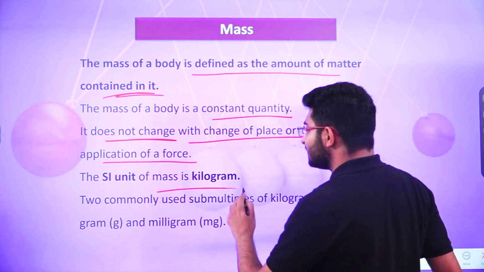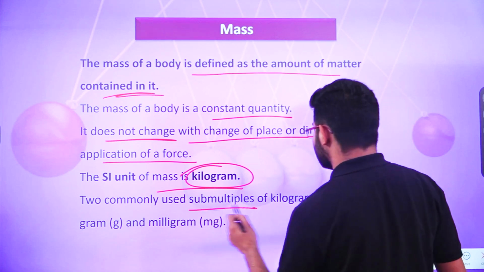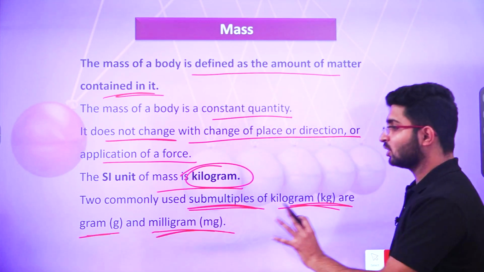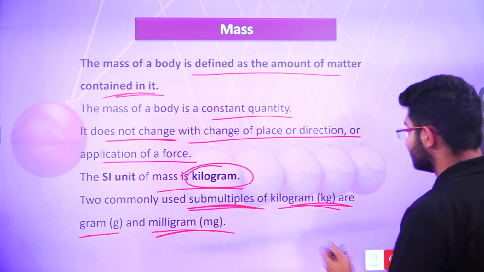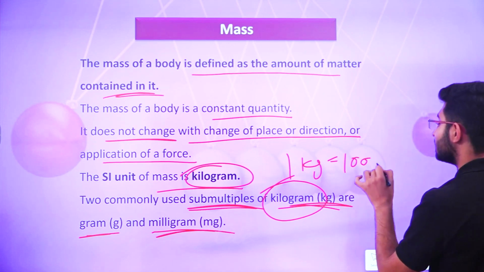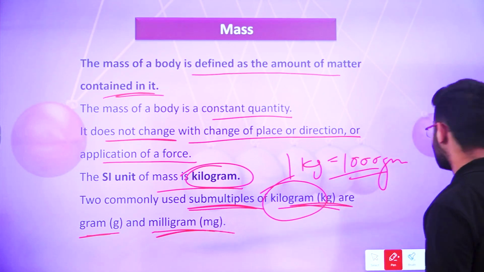The SI unit of mass is kilogram. Commonly used submultiples of kilogram are gram and milligram. You know very well that 1 kilogram is equal to 1000 gram, right? So these will be the two commonly used submultiples.